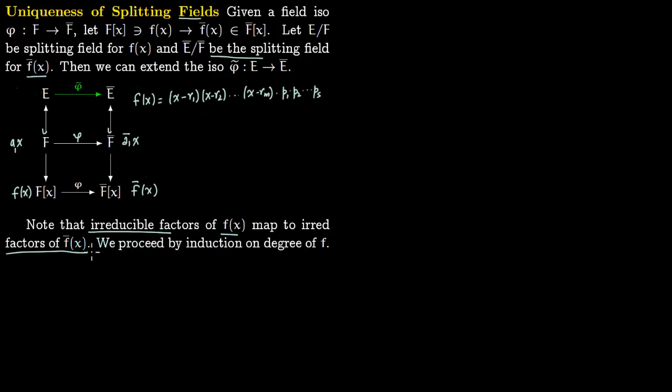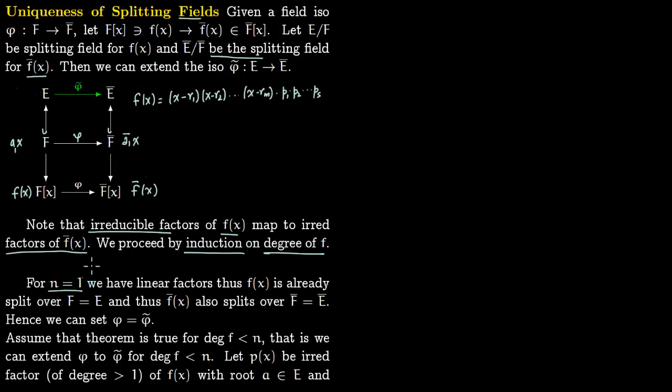So the idea is that we should proceed by induction on the degree of f. So first, the degree of f is 1. So this n is the degree of our polynomial f. So for n equal to 1, everything is linear. So you just have these terms. You do not have these other irreducible factors. So f is already split in your field F. So within this f of x, our polynomial is already split. It's just linear factors.